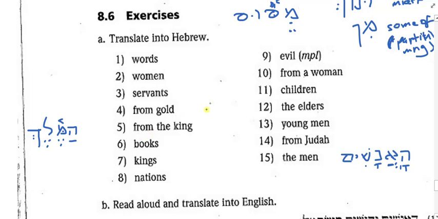And now add from. I told you there's two ways to do it. Let's do it the sissy way, the easy way. What's the easy way? Add min. And what goes in between min and hamelech? The maqqef. Say that with me. Maqqef. So that's one way to write number 5. Min hamelech, from the king. Everybody say that. Min hamelech.